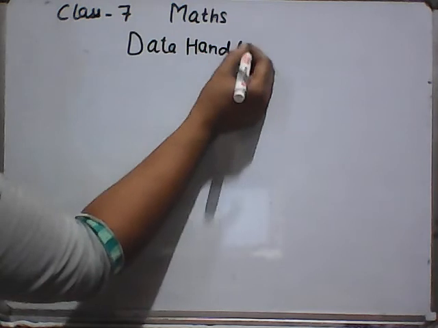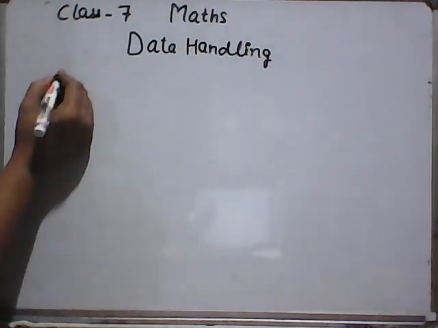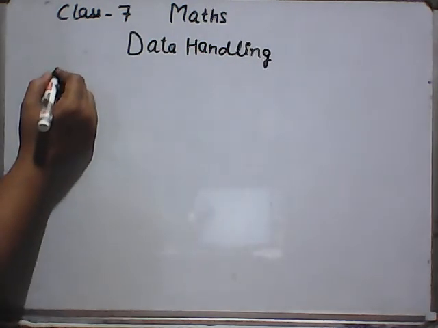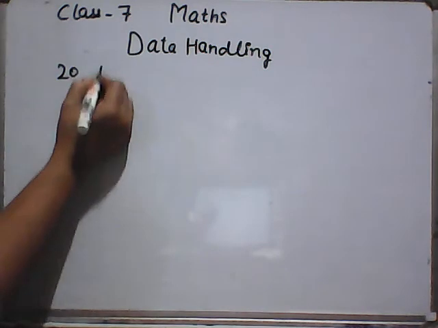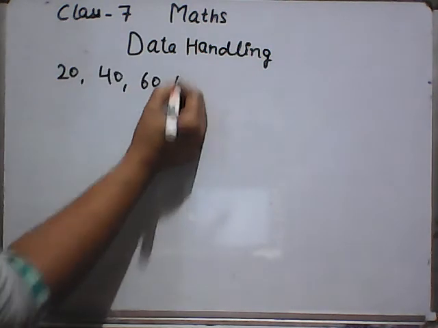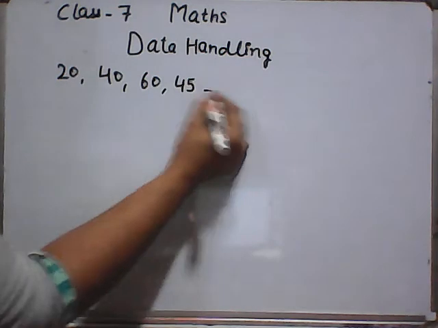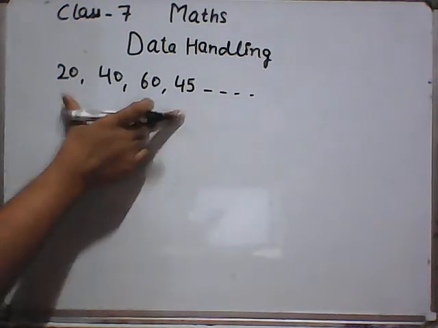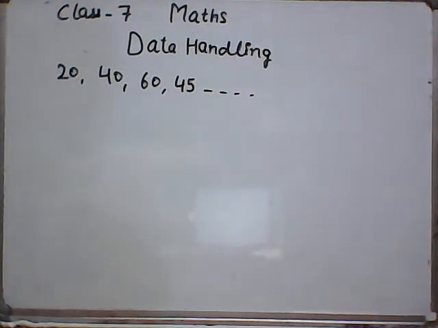Now, what do you mean by data? Suppose marks of a student are given to you: 20, 40, 60, 45, and so on. In this way, this is known as data. Handling means you have to arrange and handle data in different ways. Suppose you have to infer some information, you have to find out the students whose marks are above 80. So you can infer information from the data. This is known as information.